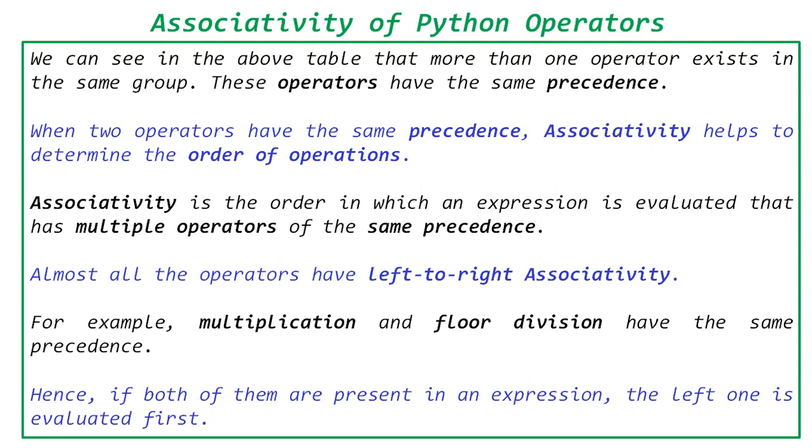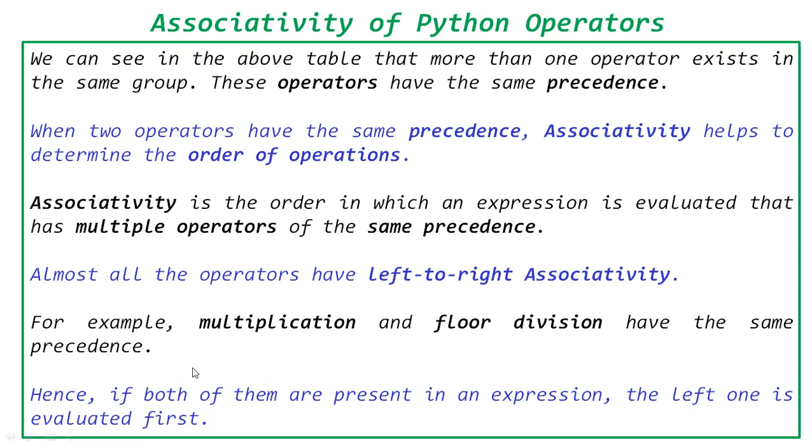When two operators have the same precedence, associativity helps to determine the order of operations. Associativity is the order in which an expression is evaluated that has multiple operators of the same precedence. Almost all the operators have left to right associativity. Maximum times it's left to right, but in some cases right to left may be there. For example, multiplication and floor division have the same precedence. Hence, if both of them present in an expression, the left one is evaluated first.